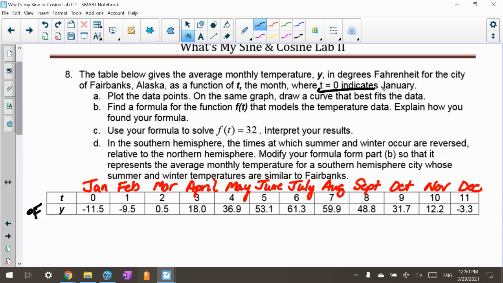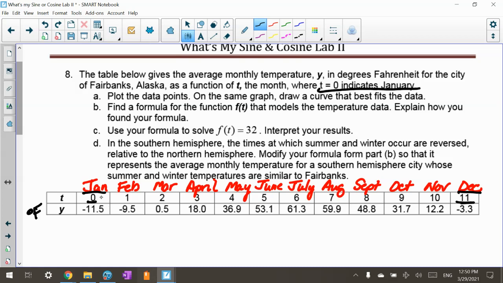So this is a big deal. This is, I think, some of the trickier ones. You've got to remember, unless you want to write every trigonometric function that has anything to do with time with a shift, if I let January be 0, which is what I have here, then December is going to be 11.